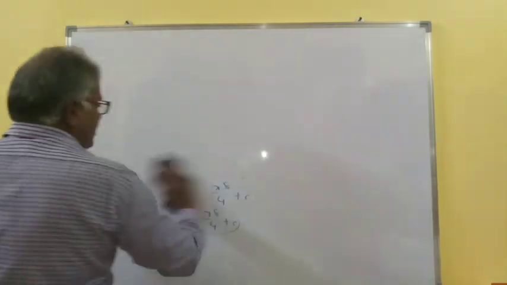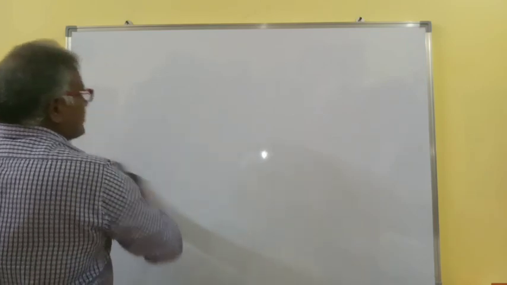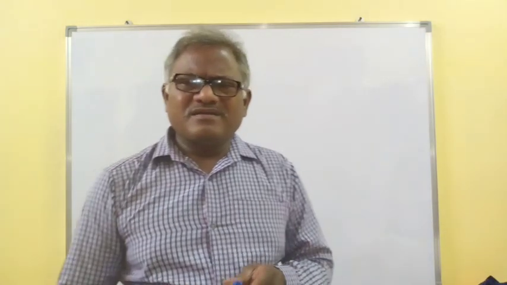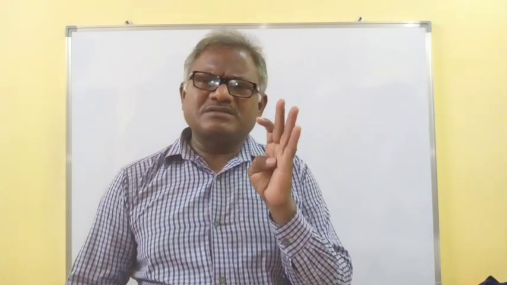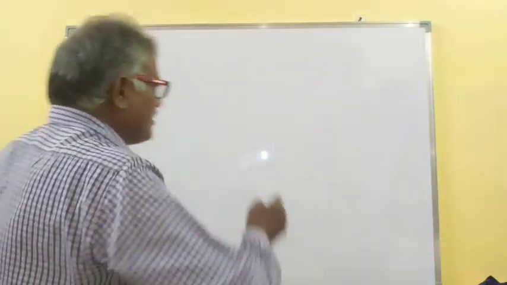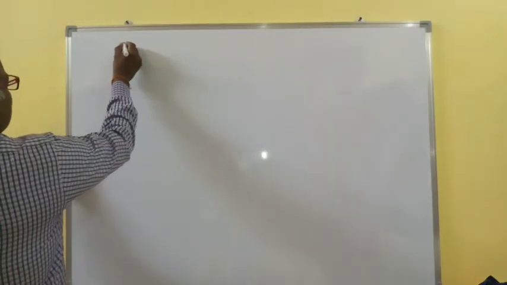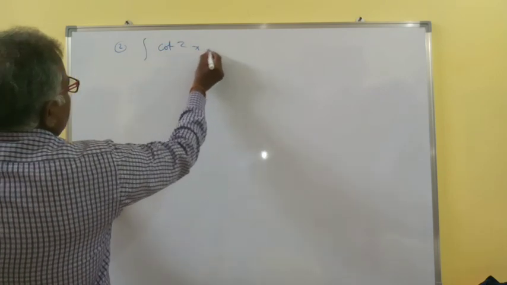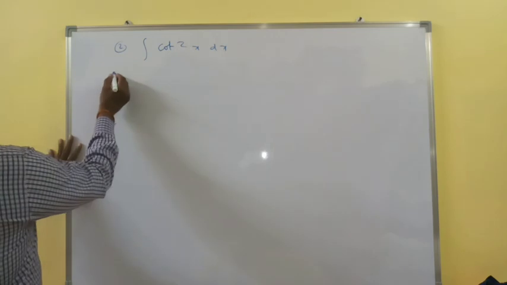So for cot square or tan square, whatever it may be, just you should use the trigonometry formula. What are the formulae? 1 plus cot square theta is equal to cosecant square theta and 1 plus tan square theta is equal to secant square theta. Okay? You have to remember this one. Now, second question, integral of cot square x dx. Okay? Cot square x dx.